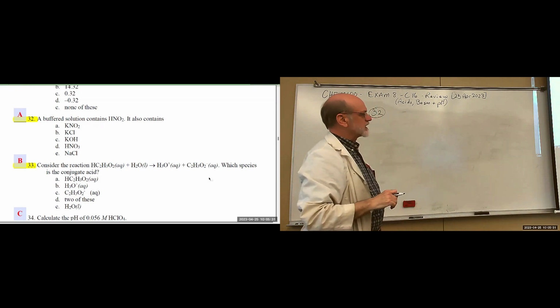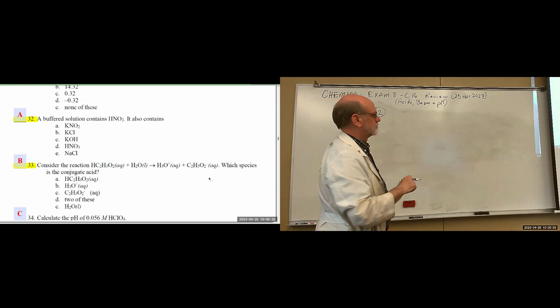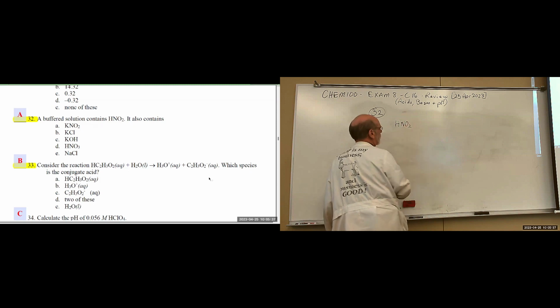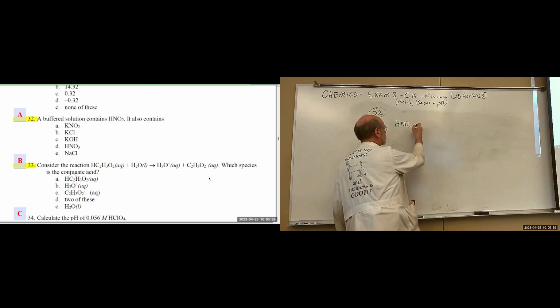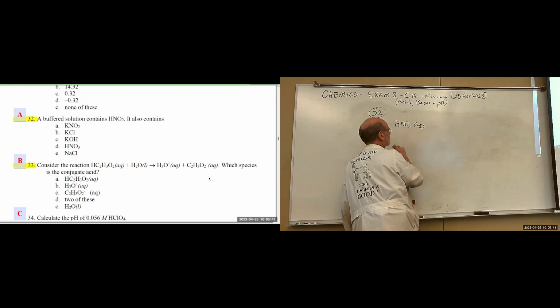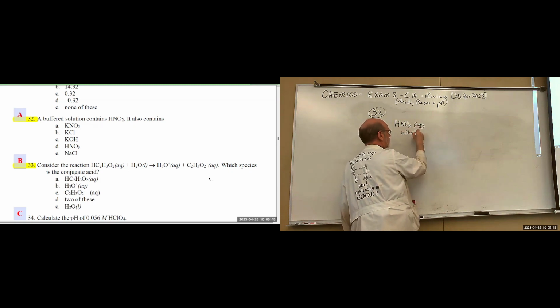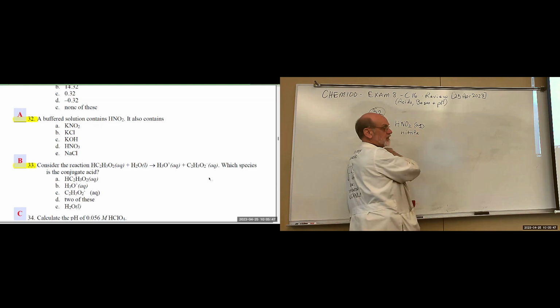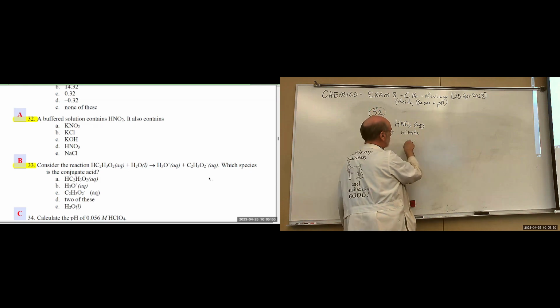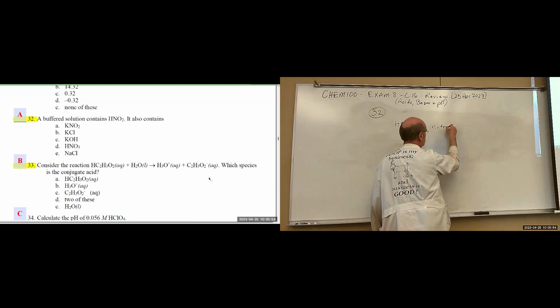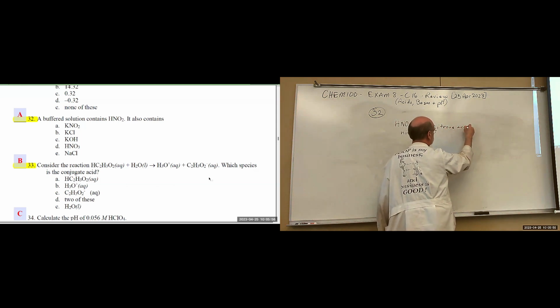A buffered solution contains HNO2. Right? What is the name of that acid? This is nitrite, correct? There's oxygen here, so we don't say hydro. Nitrite, ite becomes ous. This is nitrous acid.